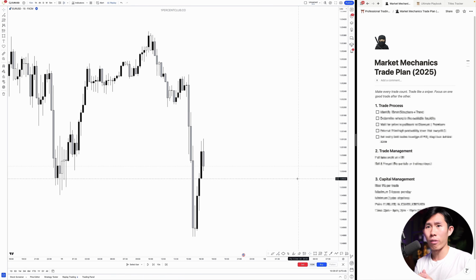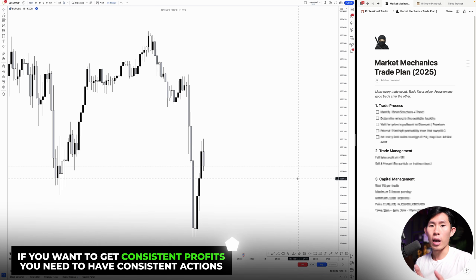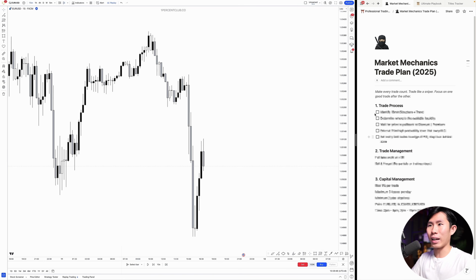It's really important that you have some form of structure in your trading, because if you want to get consistent profits, you need to have consistent actions, right? So having a mechanical trade plan just like this allows me to trade with confidence without guesswork or emotions whatsoever.